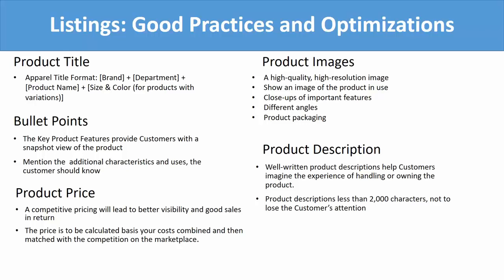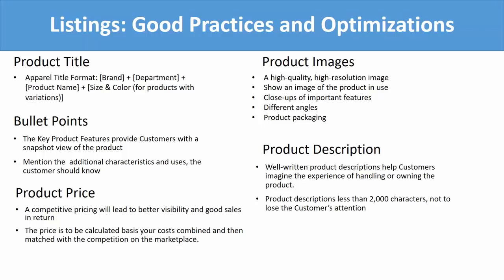Moving on to the next part, the product price. A competitive price, again, is very important for the visibility and good sales of the product, but you have to ensure that you're profitable while you're selling the product. You have to ensure that if you start with the cost and add all the costs involved while selling on Amazon, you reach the price, and the price that you reach is competitive in the market.